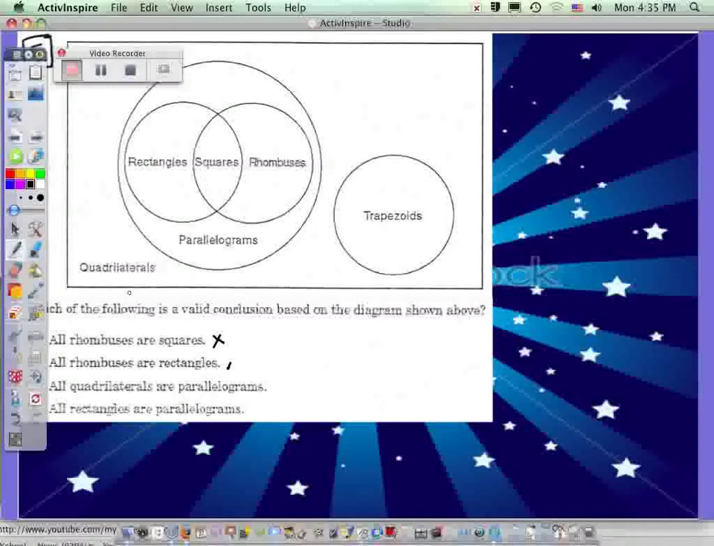Wrong. All quadrilaterals are parallelograms. That's not necessarily true because trapezoids are not in the parallelogram circle. All right, so all rectangles are parallelograms. That's true because here's the circle for parallelograms and rectangles is inside of it. Your answer is D.